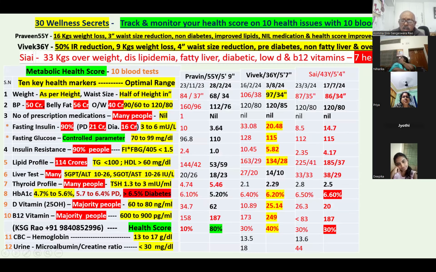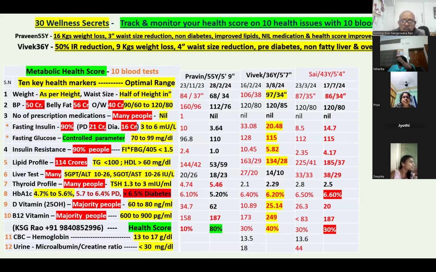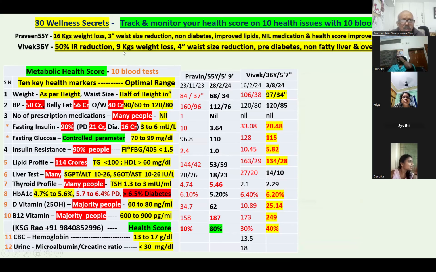This is a case study I wanted to share with you. Look, this gentleman has improved from 10% to 80%. This one from 30% to 40%. Not much. But look at the weight loss, from 106 kg. How much has he lost? 9 kg weight loss and 4 inches reduction.